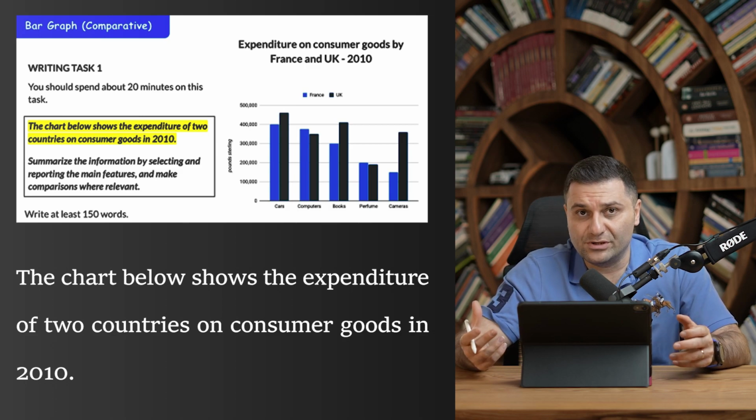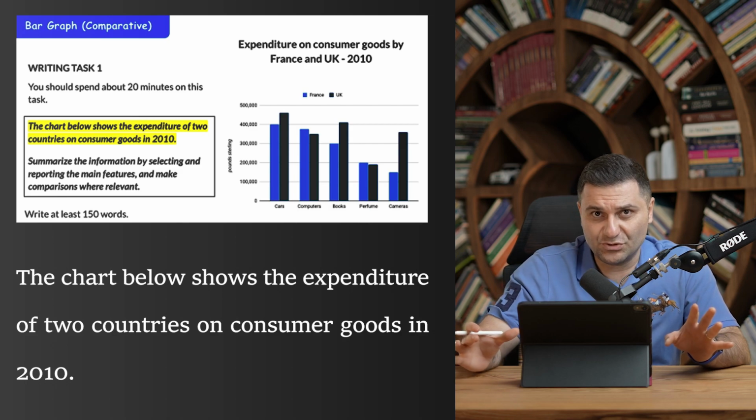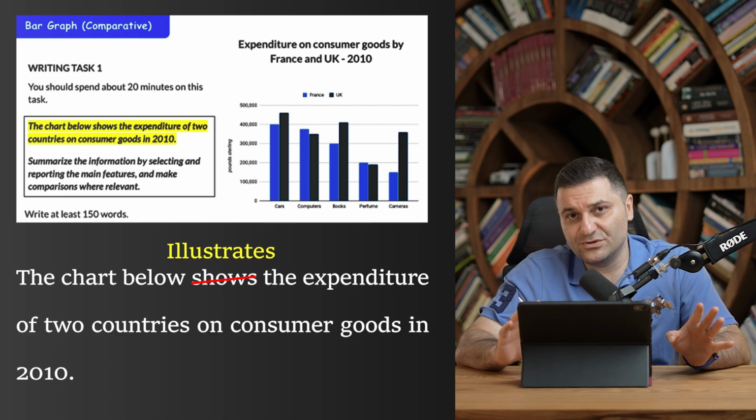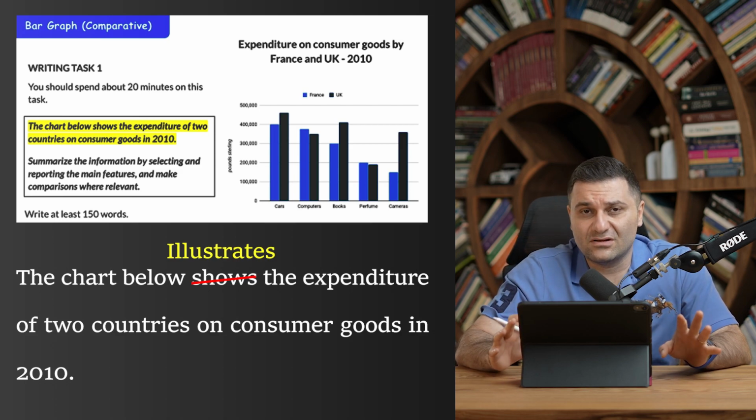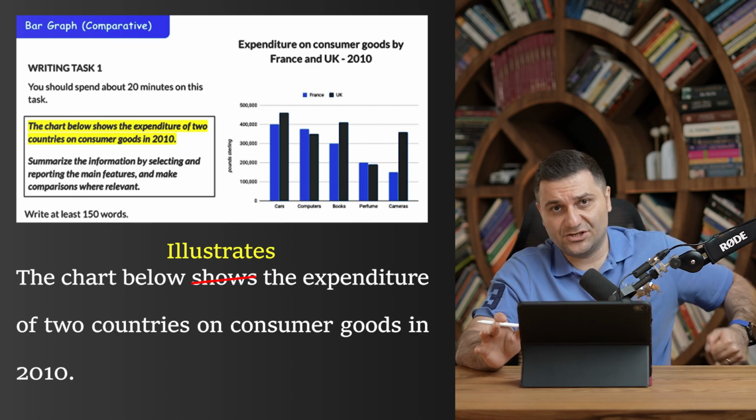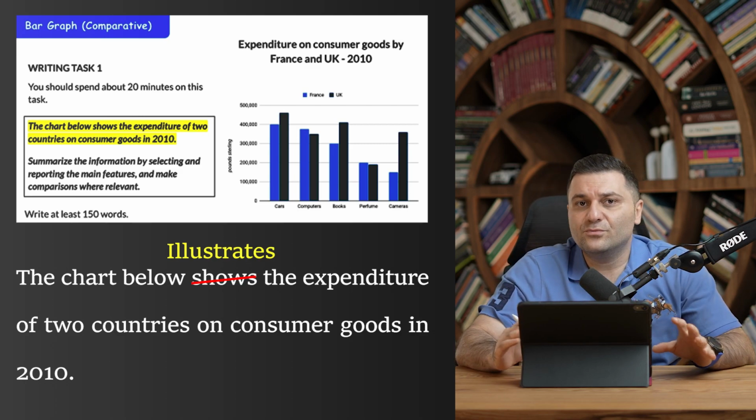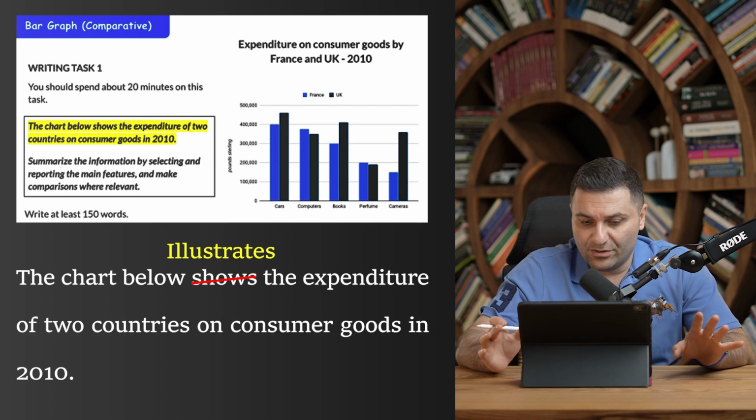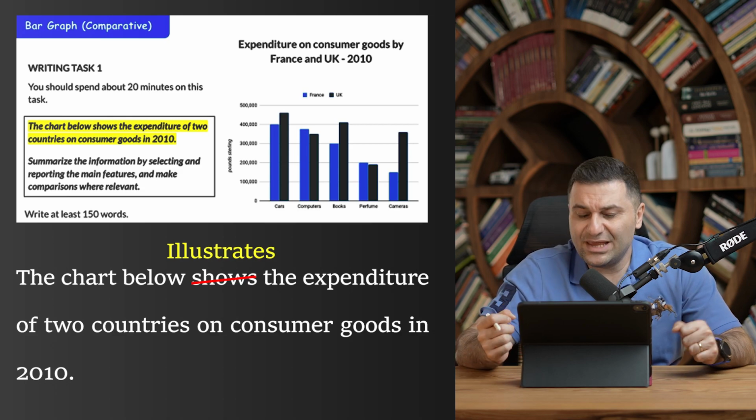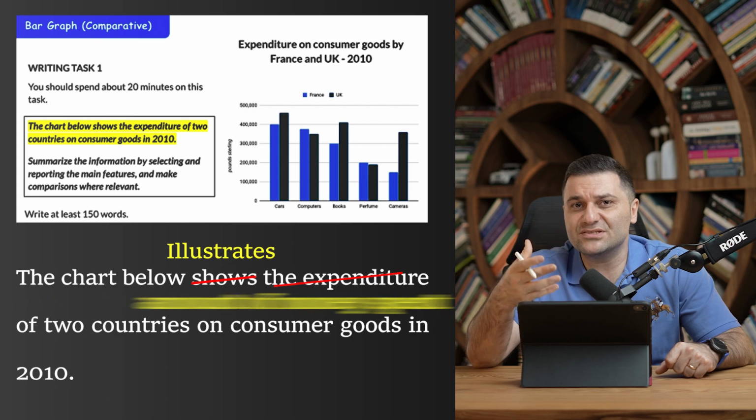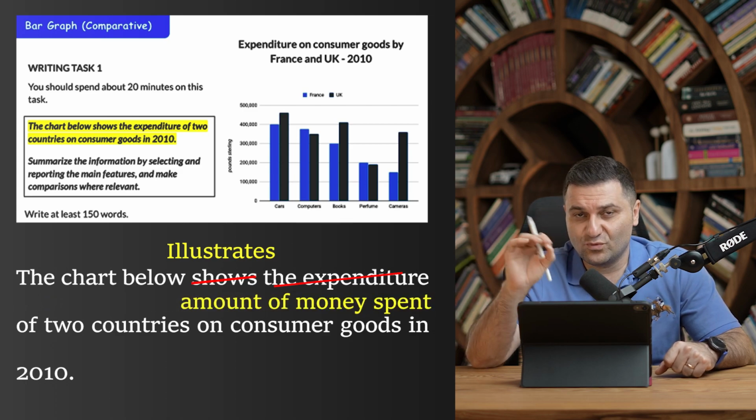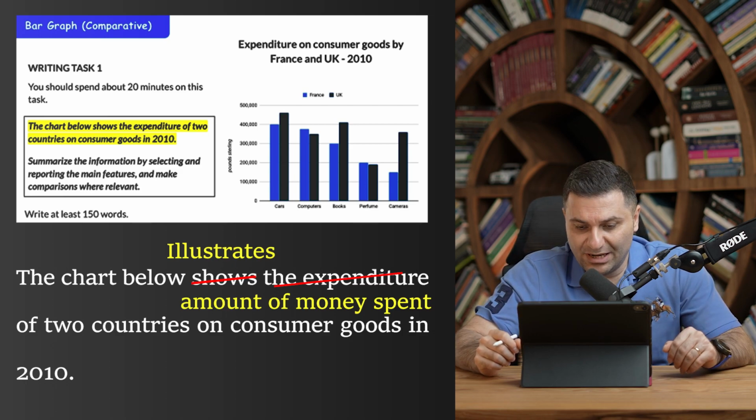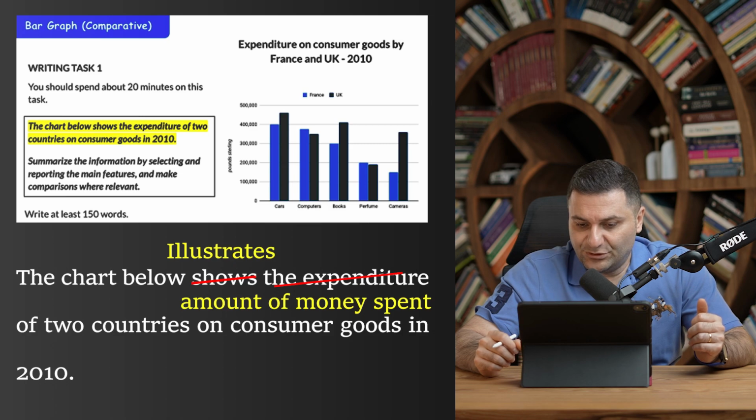So the chart below shows. Instead of shows, we know that we can use illustrates, right? Actually, we can use other verbs too that we worked on in our previous section. So the chart below illustrates the expenditure. Expenditure means the amount of money spent on something. So we cross it out, and instead of expenditure, we write amount of money spent of 2 countries.